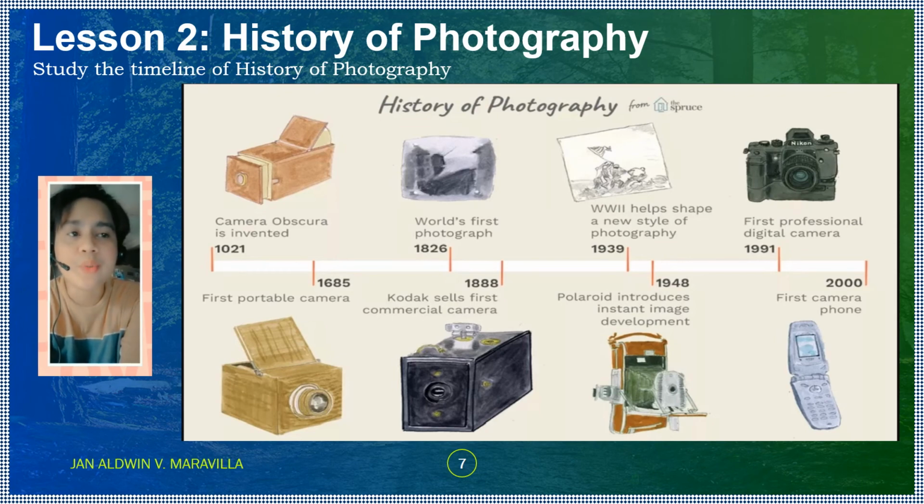In 1939, World War II helps shape a new style of photography. And in 1948, Polaroid introduces instant image development. And from 1991 to 2000, the first professional digital camera and the first camera phone were released, respectively.